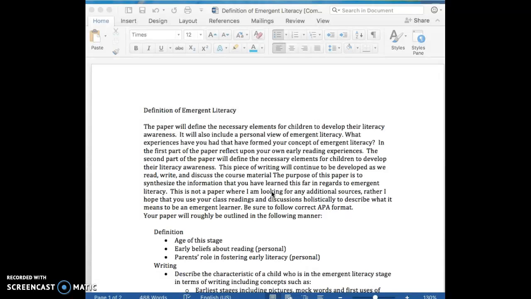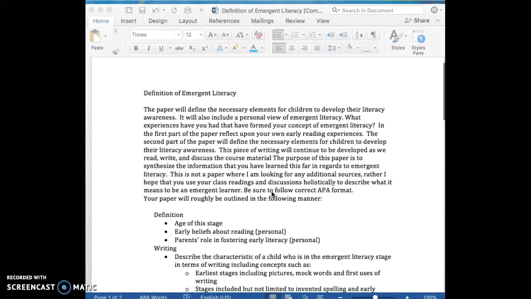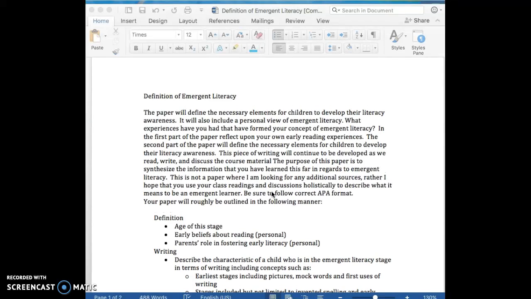So on the screen in front of you, you see the Word document that is also available to you on Moodle. It's called Definition of Emergent Literacy, and it's at the top of the Moodle page. Okay, so take a minute, and I'm going to pause while you read the paragraph.